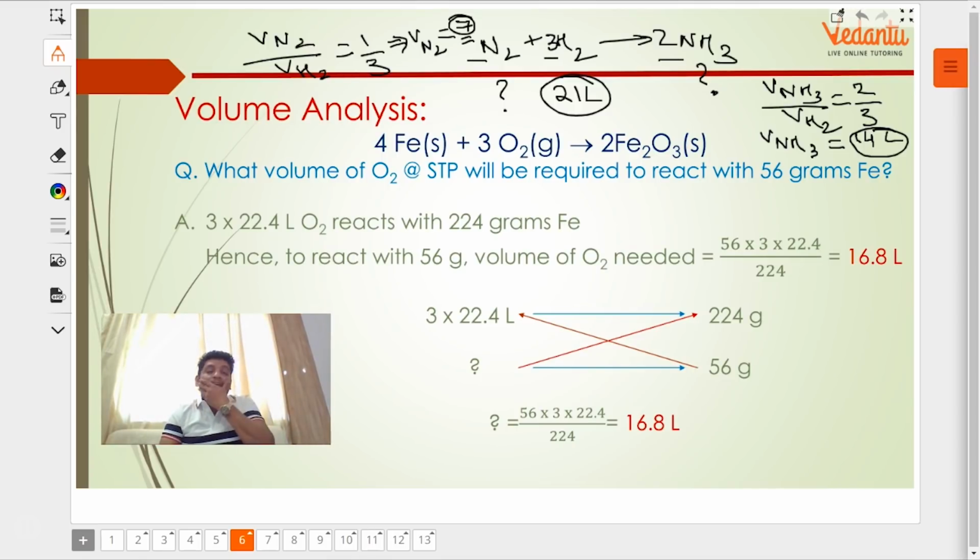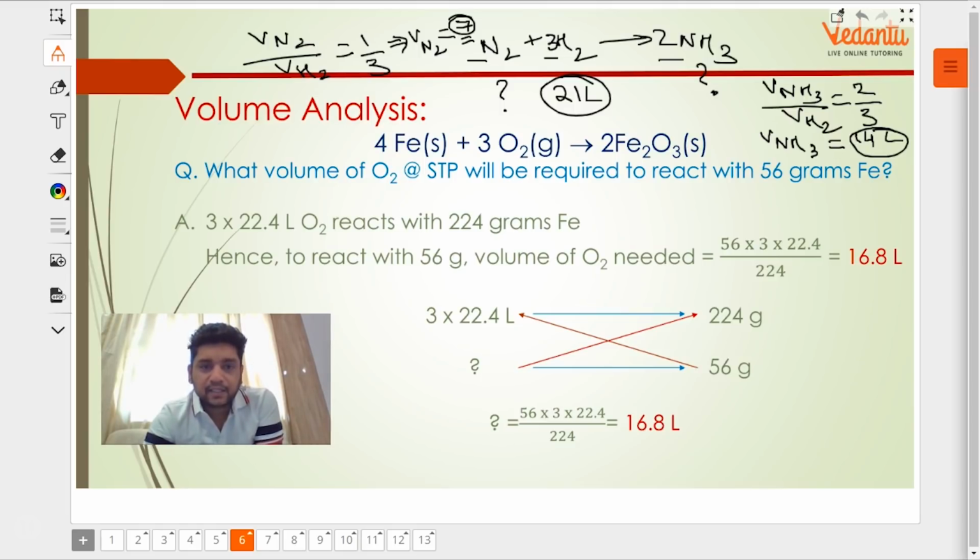This is volume analysis, right? Using Gay-Lussac's law of combining volumes, we directly compare the volumes of the different gases involved. That is what you call Gay-Lussac's law of combining volumes. But it is not compulsory that you always get volume-volume analysis type questions. For example, this question here is mass-volume analysis.